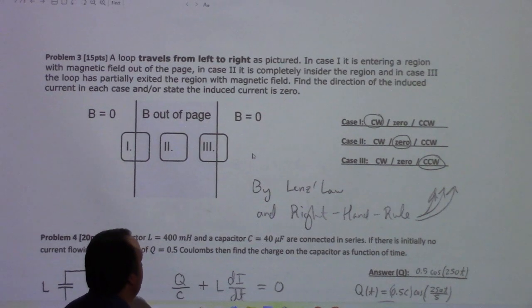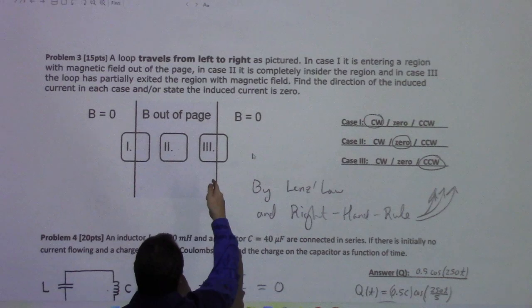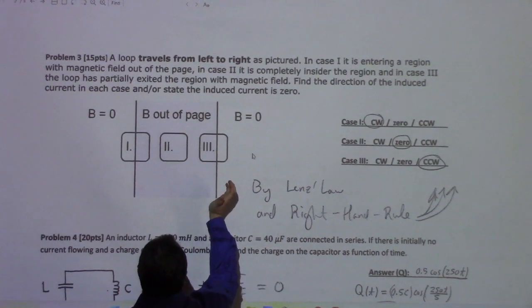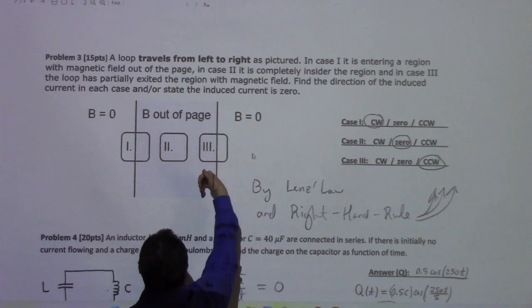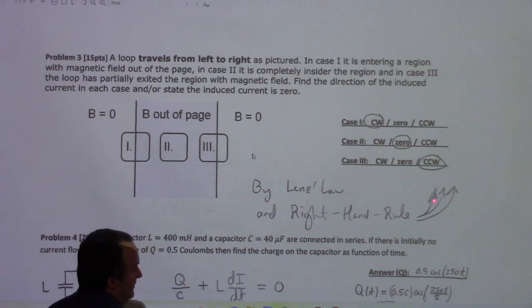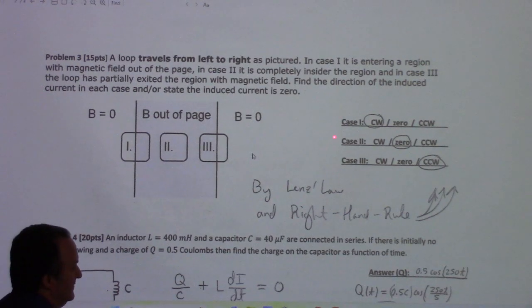And then in case 3, you're exiting, so you're decreasing the flux out of the page. So to try to maintain the flux, you want to have a counterclockwise current like this in order to increase the flux out of the page, so counterclockwise. And these are all by Lenz's law. Well, really case 1 and case 3 are by Lenz's law and the right-hand rule. The middle one is just kind of like, duh. But nevertheless, students do find a way to not get that right.